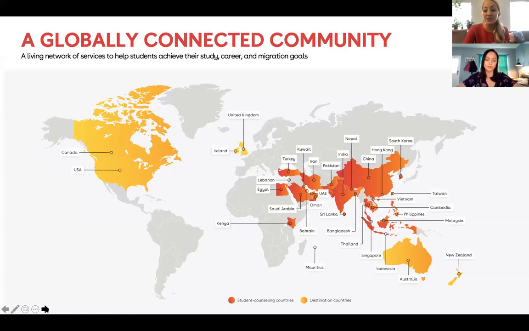We have a physical network of student-facing offices in over 30 countries, pictured here in the dark orange, and we send students to major English-speaking destination countries, pictured here in the yellow. We have over 900 counselors throughout this network, so we are truly embedded within the markets in which we operate, and students really trust the IDP name.